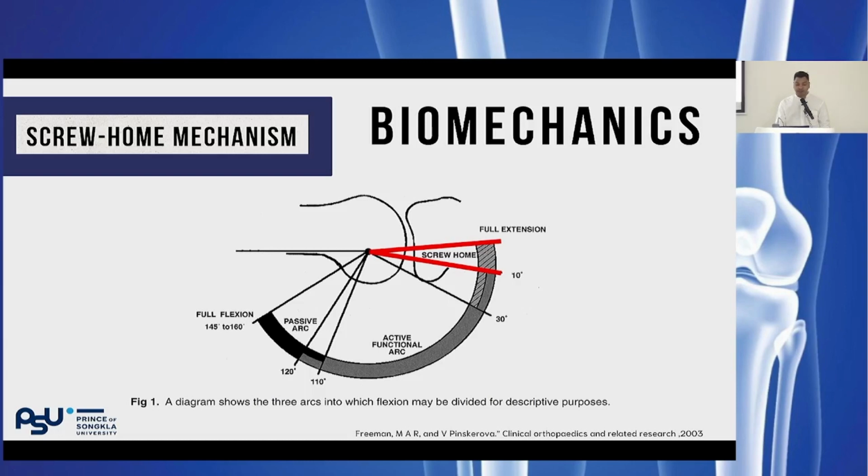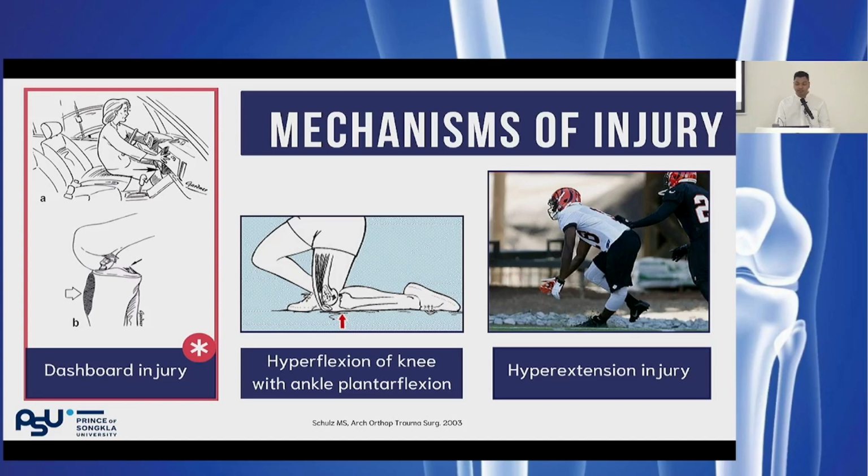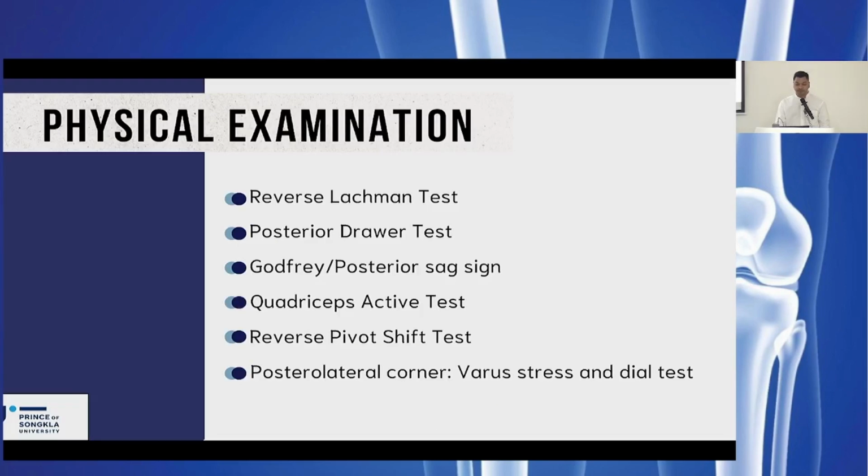rotation of the tibia. As for the mechanism of injury of the PCL, the dashboard injury is the most common, followed by hyperflexion of the knee with ankle plantarflexion, and hyperextension injury. There are many examinations for PCL injury and concomitant injury such as the PLC.